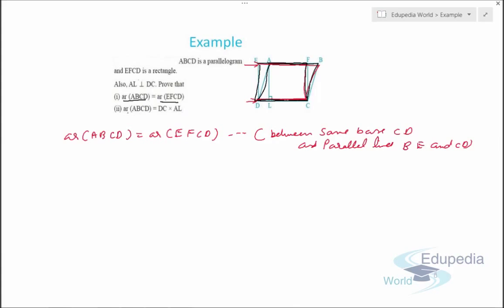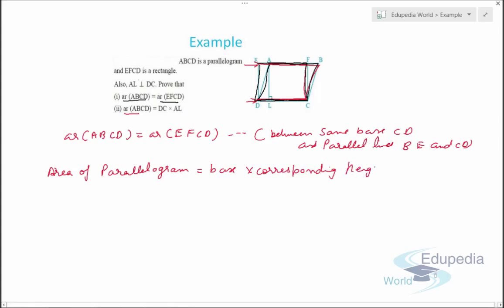Now let's see how we can prove the second part. Area of ABCD, as we have learned in previous classes, area of a parallelogram is always equal to base into corresponding height. So for area of ABCD, if we take base as CD, then the corresponding height will be FC.